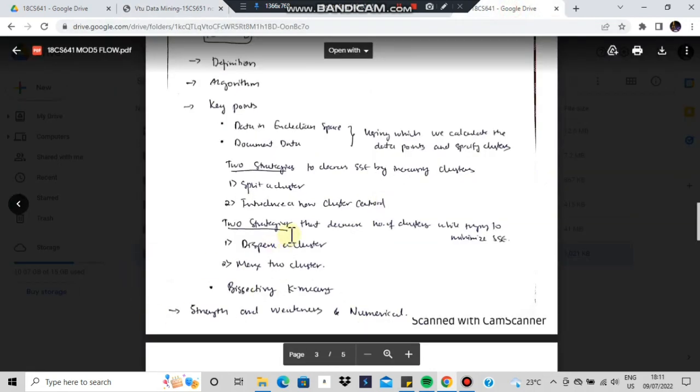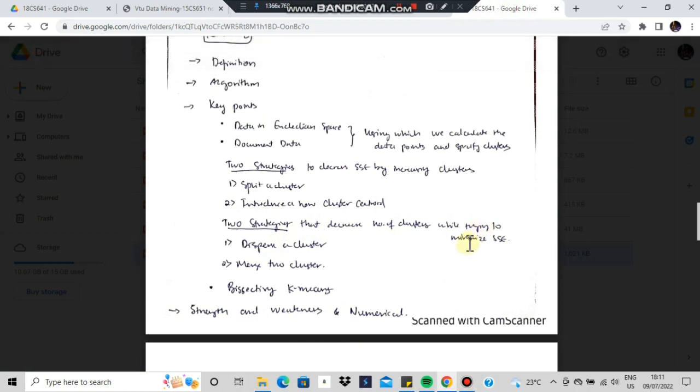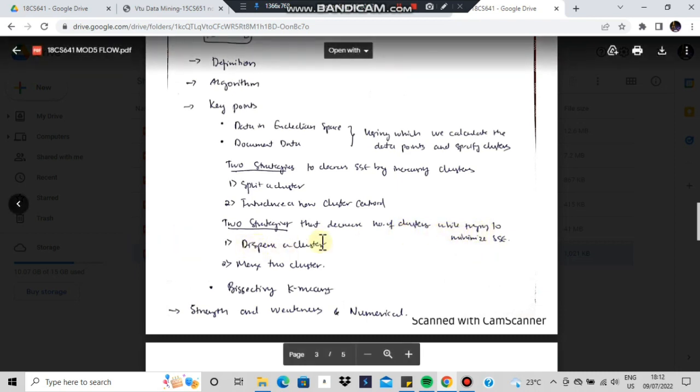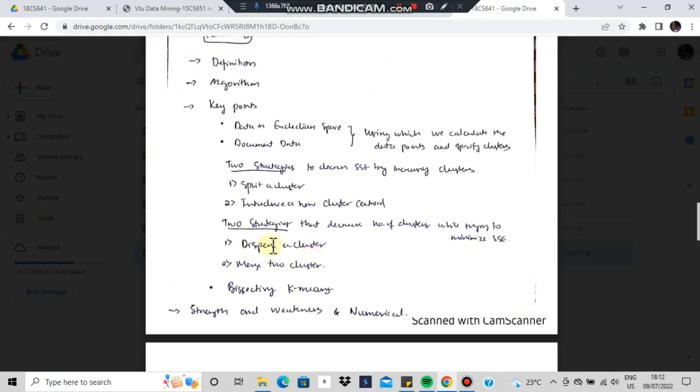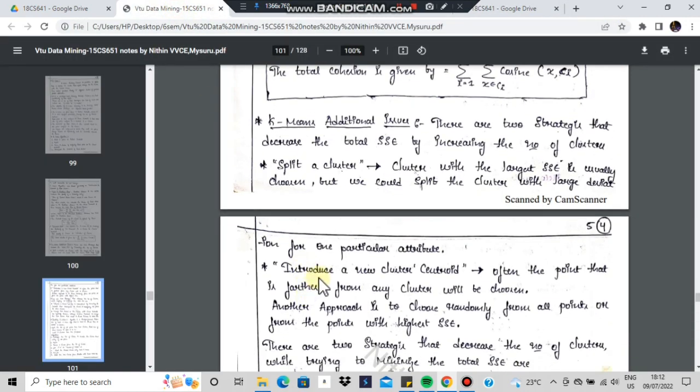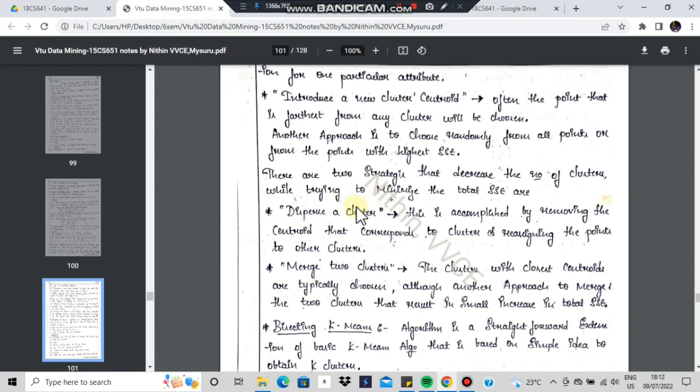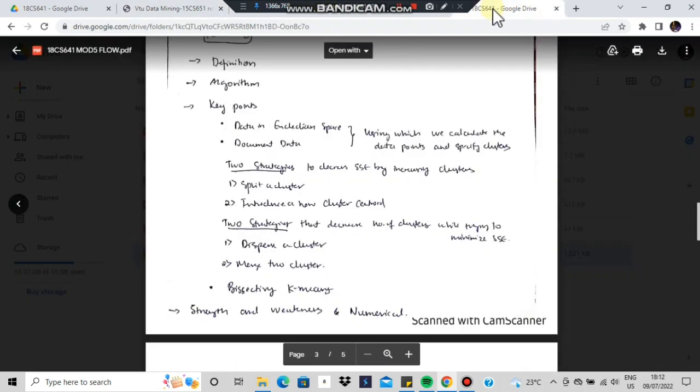Next is the strategy that decreases the number of clusters while trying to minimize SSE. To minimize SSE, it also decreases the number of clusters. That's very good, right? A smaller number of clusters as well as minimum SSE. So: disperse a cluster, or merge two clusters. We can disperse a cluster or merge two clusters using these two techniques, and we can reduce the SSE while having a lower number of clusters. Okay, so those were the key points.